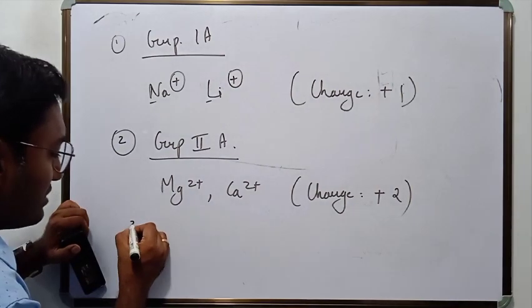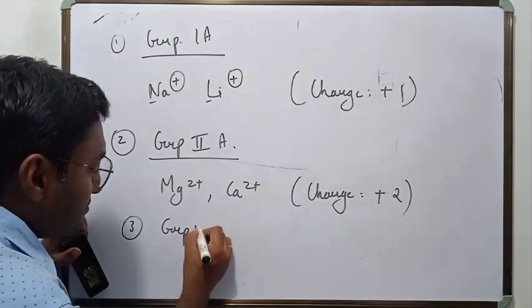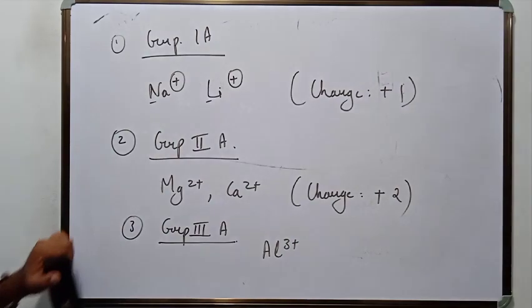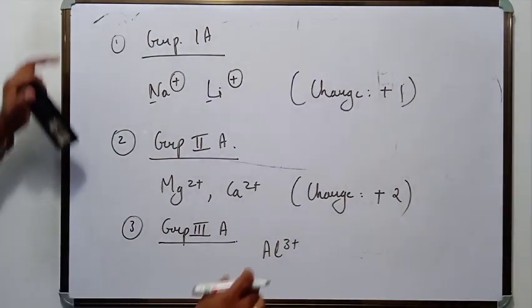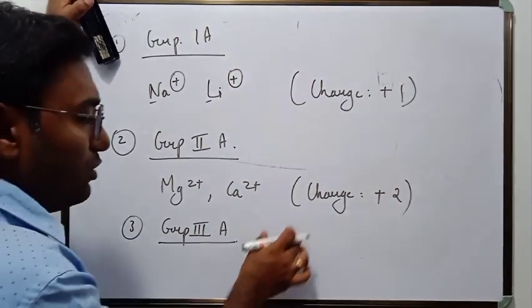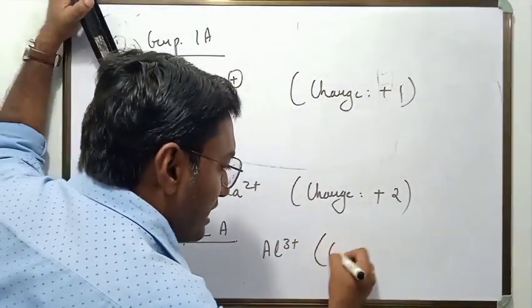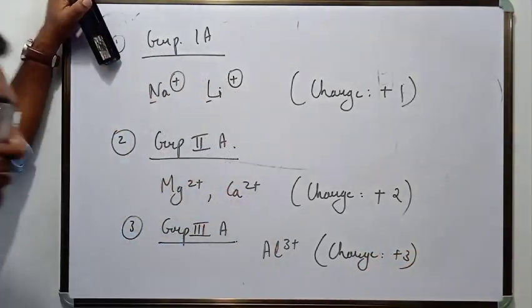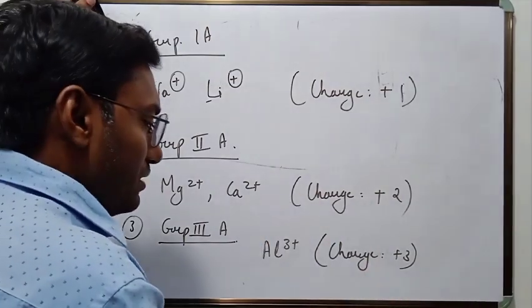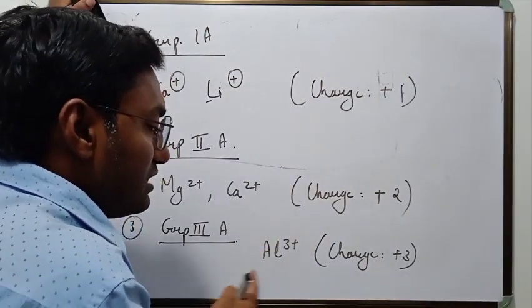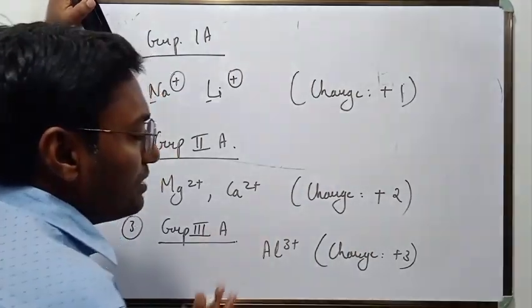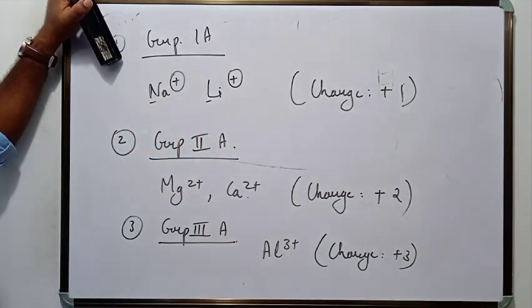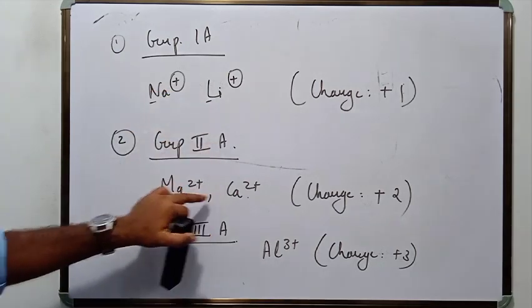Let us see the third example, group 3A elements. Look at Al3 plus. Now aluminum, its atomic number is 13. So aluminum becomes stable. It achieves inert configuration when its charge is plus 3, or when it loses 3 electrons. So the atom which has accepted its 3 electrons makes an ionic bond with aluminum. So such atoms go for ionic bond formation, correct?